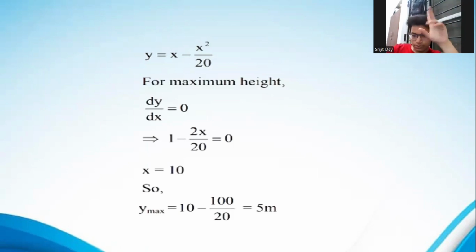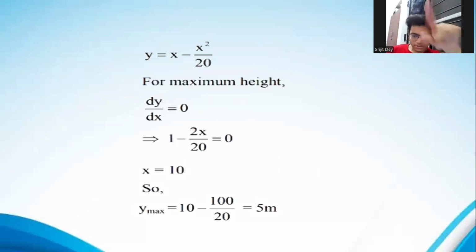to do f dash x equal to 0 and then you have to show that f double dash x is less than 0. So if you see, on solving f dash x equal to 0, you get x equal to 10, and then if you do f double dash of x, you will get minus 1 by 10. And thus, what is happening? At x equal to 10, you will have your y max, which is equal to 5 meters.